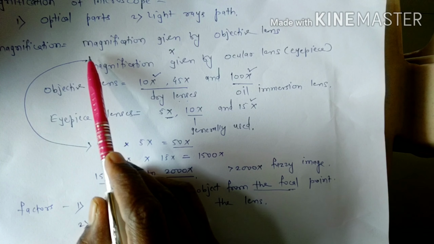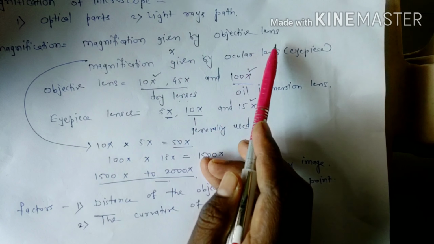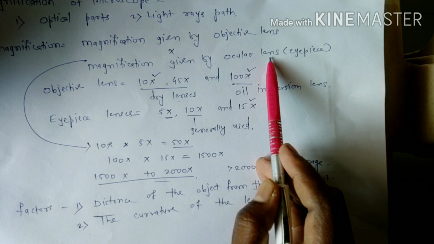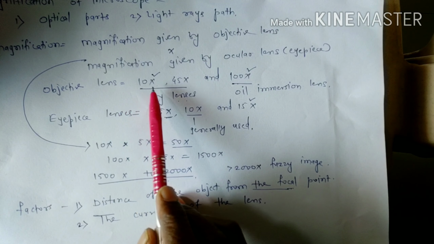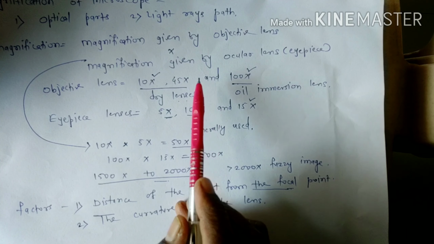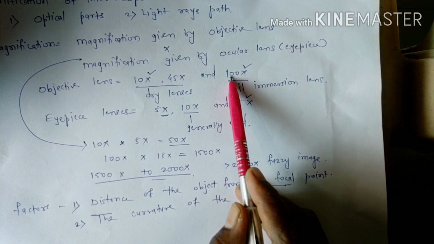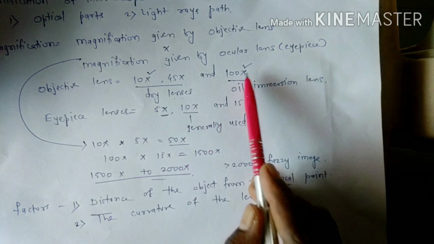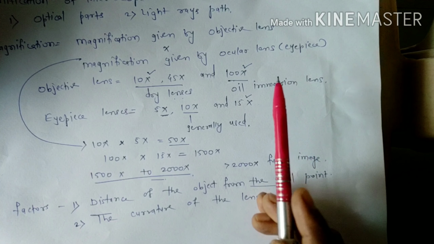This magnification has the formula: magnification is equal to the magnification given by the objective lens multiplied by the magnification given by the ocular lens. This ocular lens is also called the eyepiece. These objective lenses are of different magnifications, and this may be 10x, 45x, 100x. These 10x and 45x are called the dry lenses, while the 100x objective lens is called the oil immersion lens.